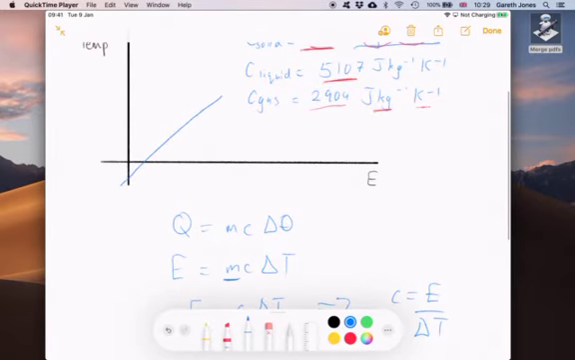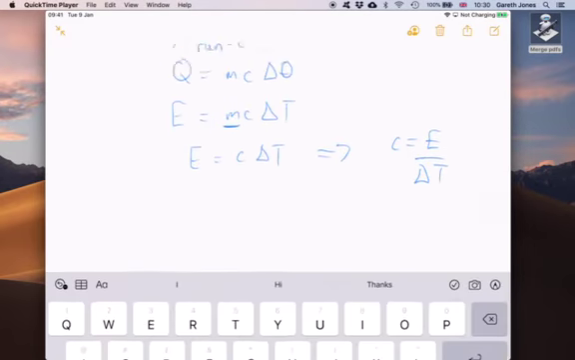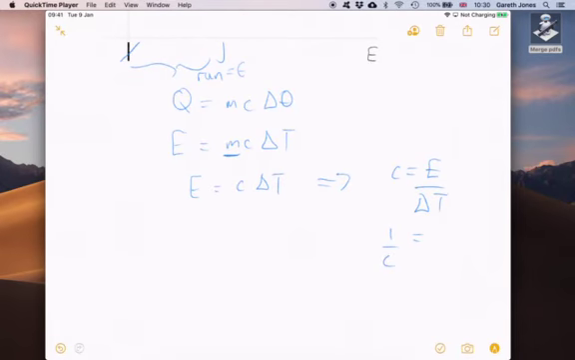If I have a straight line like this, well, I have my rise, which is the temperature, over the run, which is energy. Well, that's the opposite here, isn't it? So I'm going to flip this equation upside down, and we have 1 over C equals delta T over E. This is my gradient, isn't it? So the gradient of the graph is 1 over specific heat capacity.